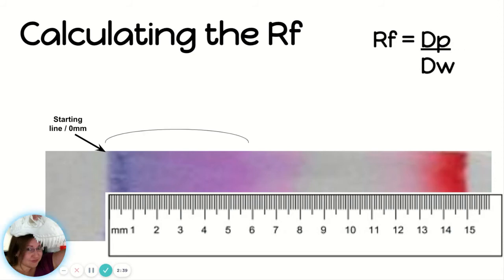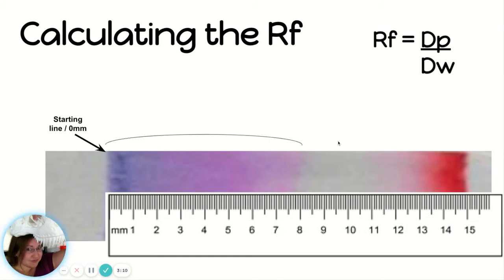If we look at our next color, which is this fuchsia kind of color, it goes from 0 millimeters at our starting line to about 6 centimeters. So that's going to be the number we have on top as our DP. And 0 millimeters to 15, the extent of the water traveling, our solvent's travel, is going to be 15 centimeters. So that's going to be 6 centimeters divided by 15 centimeters.